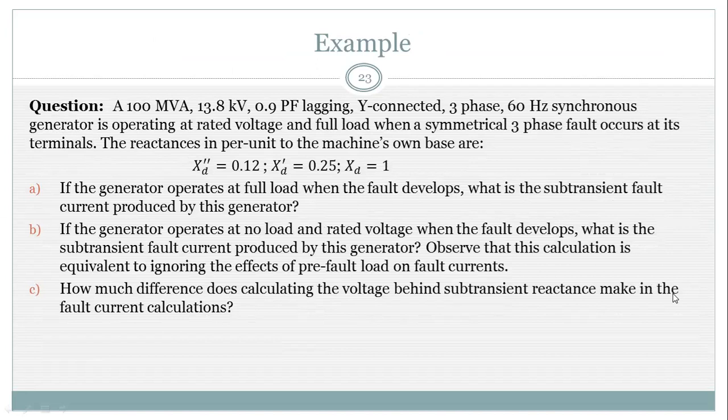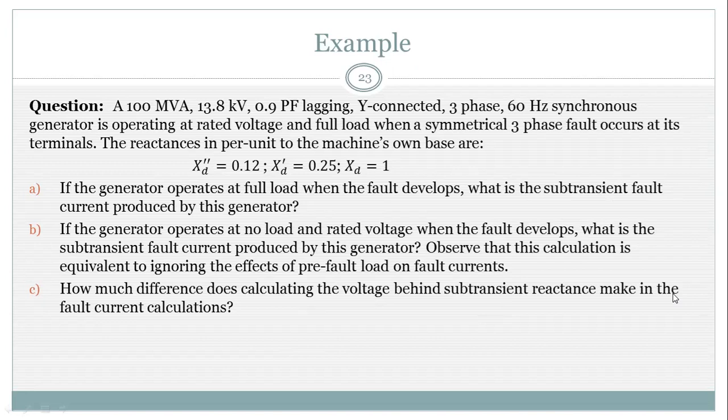Here the question is: a 100 MVA, 13.8 kilovolt, 0.9 power factor lagging, Y connected, 3-phase, 60 Hz synchronous generator is operating at rated voltage and full load when a symmetrical 3-phase fault occurs at its terminal. So it is operated at rated condition when a symmetrical 3-phase short circuit fault occurs at its terminal. The reactance per unit on the machine's own base is given here: the subtransient, transient, and steady state reactance.